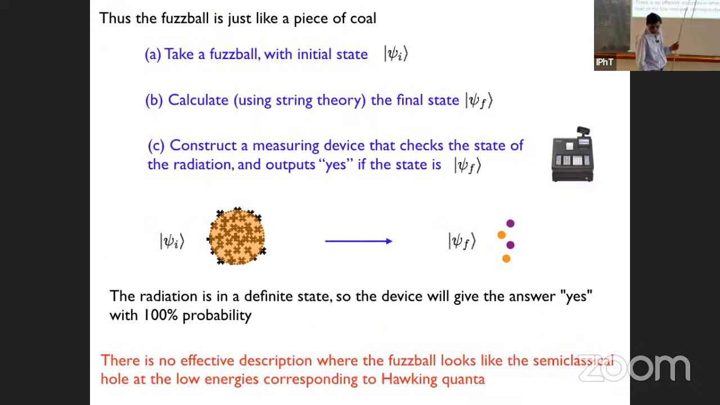So if I had to put this back in the context which I had before, exactly what I said about the coal, I would say for the fuzzball, you take a fuzzball initial state psi i, calculate, instead of QED, use string theory, get the final state psi f, and then you construct a measuring device to check whether the final state is psi f, and you'll get the answer yes 100% of the time. I just repeated what I said for coal, just replace the coal by fuzzball and QED by string theory. Looks like another trivial slide, but it's important because when you go back and ask what these other people are doing with the wormhole paradigm, one of these things is going to go wrong.